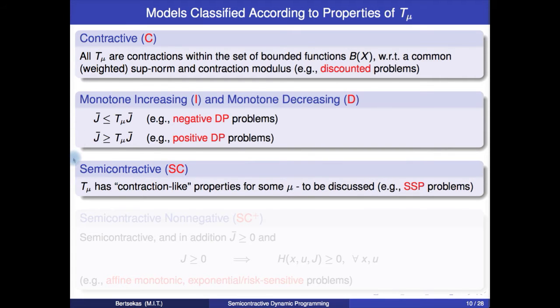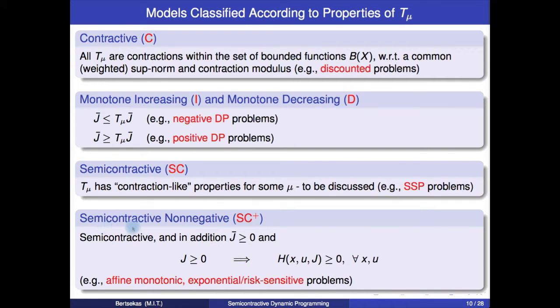We also have semicontractive models that we have discussed, where some of the mappings T mu have a contraction-like property and others do not. These models are sort of complementary to the monotone increasing, monotone decreasing models. They do not have a guarantee that Bellman's equation holds. On the other hand, they have some nice properties under certain assumptions that these monotone increasing and monotone decreasing models do not have.